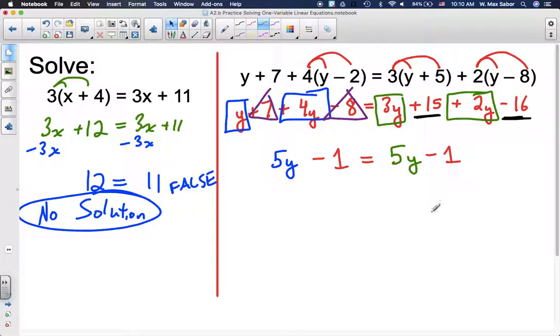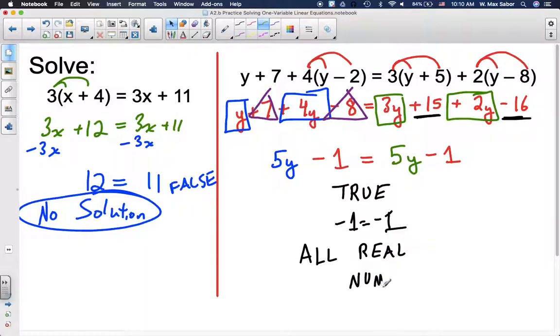Ooh, these are definitely the same. These are always true. This is just a true equation. If you got rid of the variables, you'd get negative 1 equals negative 1, which is still a true equation. It's always the same. So this means that the original equation was always true. So we can say that all real numbers make it true.